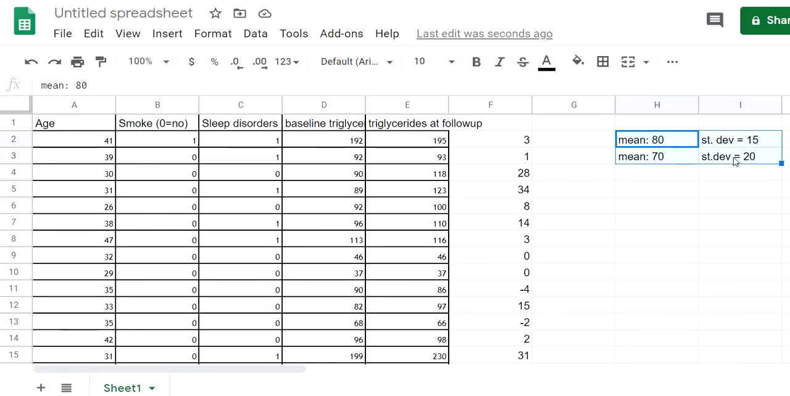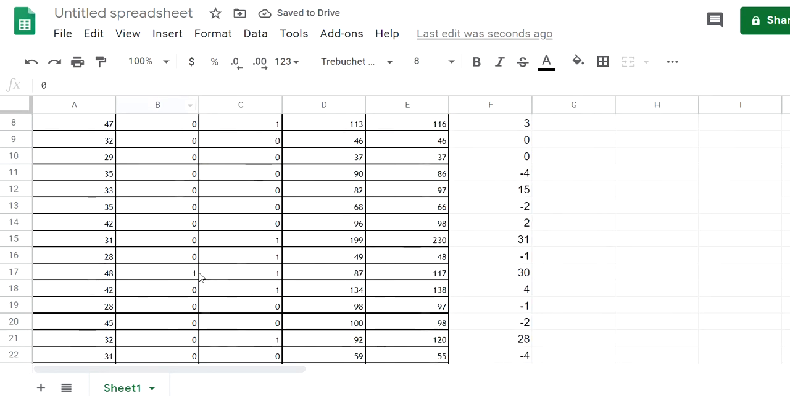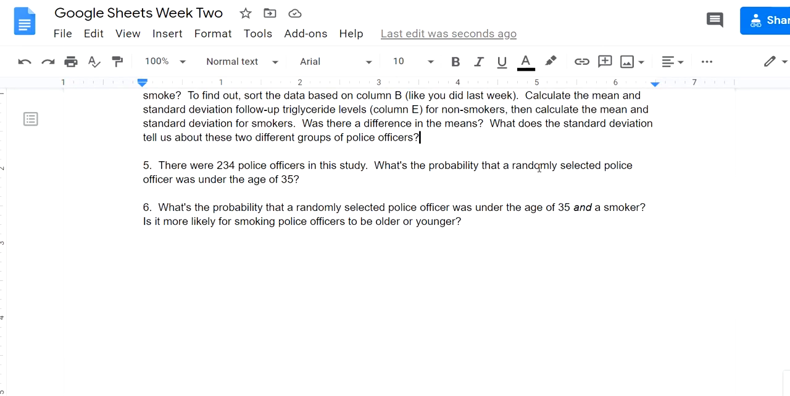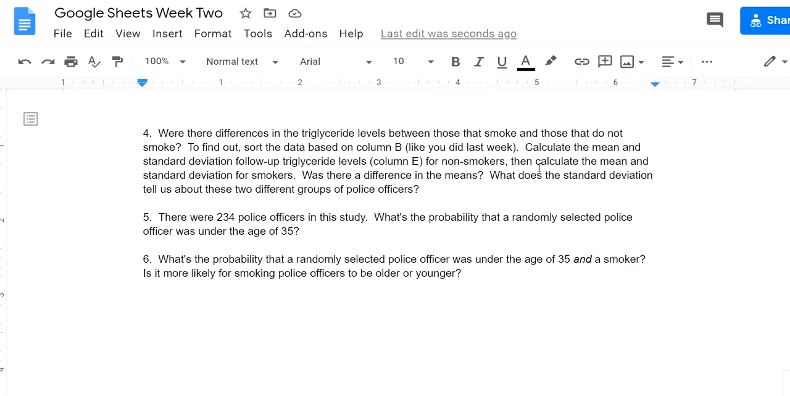You're going to actually calculate these means and standard deviations, though, for all the ones that have a 0 next to them, then calculate the mean and standard deviation for column E that have 1s next to them, and then compare them. Okay, and so we discussed standard deviation this week. You can talk about what that means for those data sets.